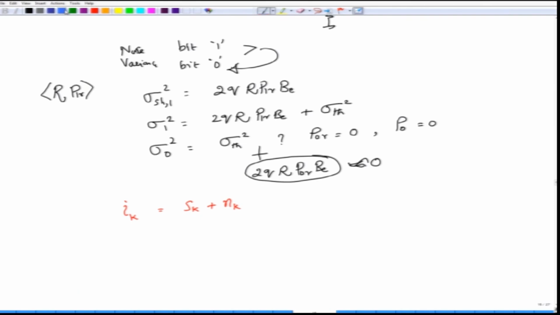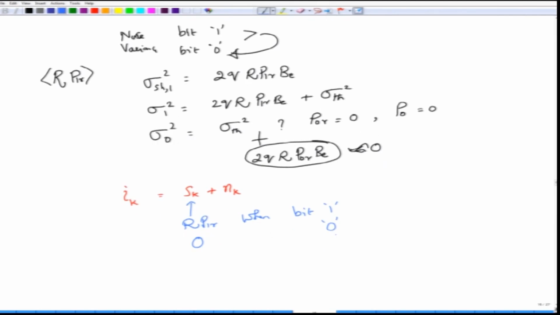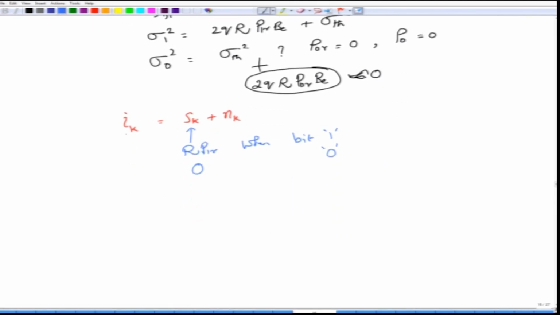Now an interesting question: what would be Sk? Sk would be R P1R when bit 1 is transmitted, and we will continue to assume that P0R is 0. Therefore, it would be 0 when bit 0 is transmitted or received. Now, this noise unfortunately is not something that can be pinned down at the beginning of the transmission. Noise is what we call a random variable, because predicting its exact value is not possible. You can only talk about the statistical properties.